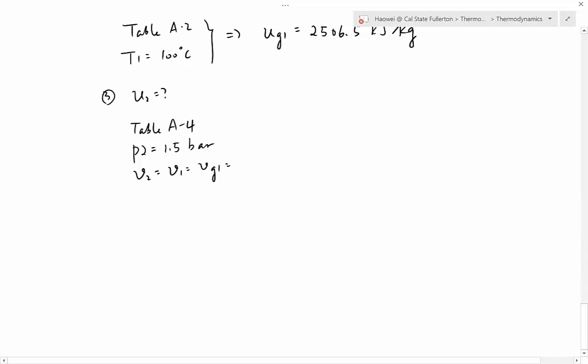And the value of nu1 is 1.673 cubic meter per kilogram. And from here, you can find U2. Okay, let's take a look at how we use this table.